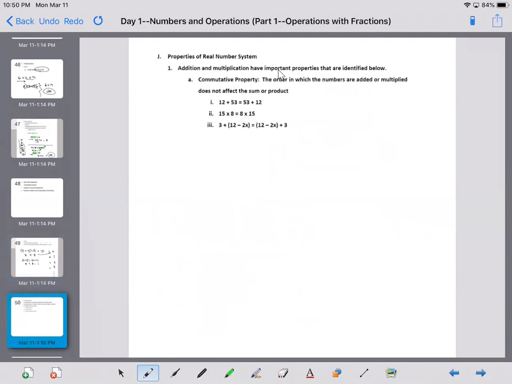And then the last part of this video, part 2, is we'll look at properties of real numbers. So think about the commutative property and what that means. And that's where you can switch the numbers around and it doesn't matter. So the 12 plus 53, notice that's going to be the same as if I say 53 plus 12. And so that commutative property does work with addition and it does work with multiplication. 15 times 8 is the same as 8 times 15.